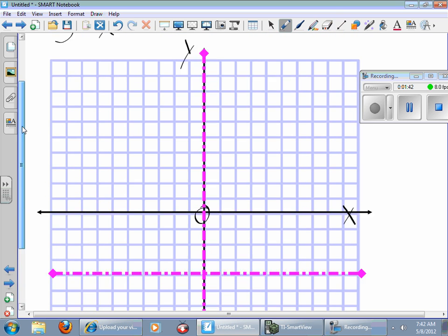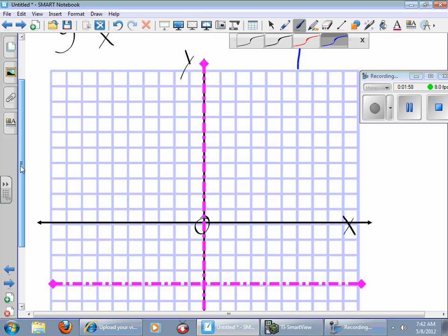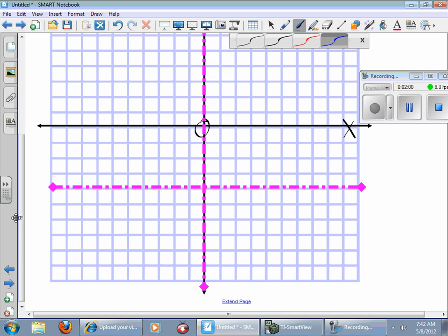Now, I'm going to use a little t-table, right? And I'm going to plug some values in. And I know that 1 would be a real easy number to work with. So I'll put 1 in. 1 over 1 is 1. 1 minus 4 is -3. So at 1, I'm going to get -3.